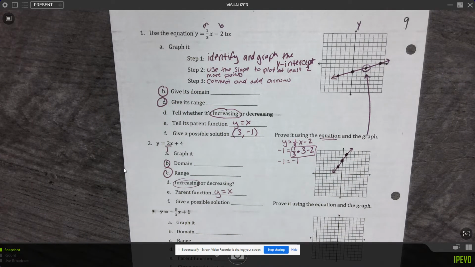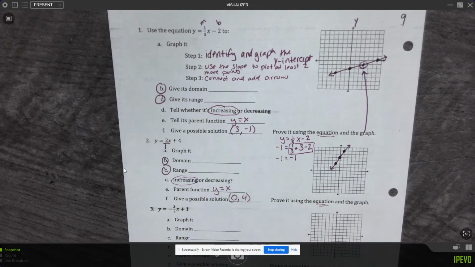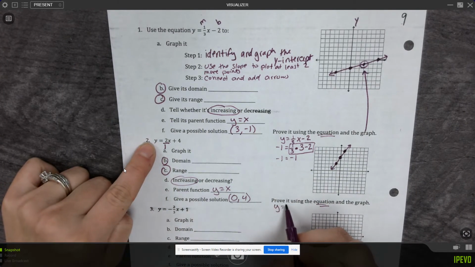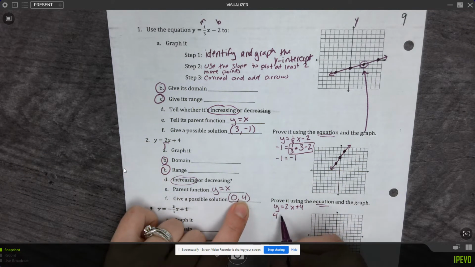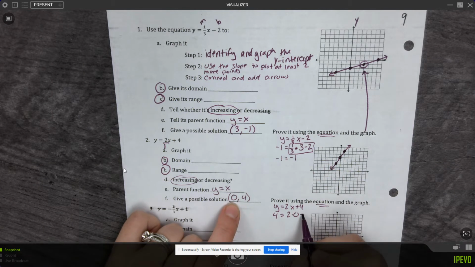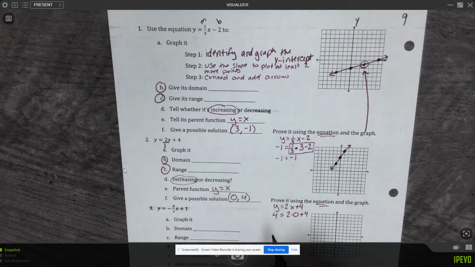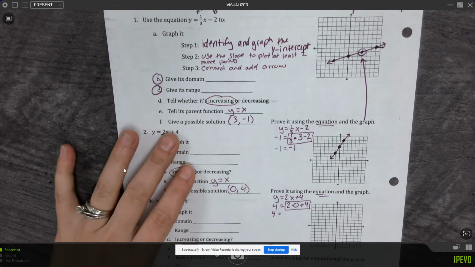Give a possible solution. Go look at your graph. You can pick any point on that graph. I'm going to pick 0, 4. We're going to prove it using the equation. Here's your equation. My y value is 4. 2 times the x value, which is 0, plus 4. 4 is just 4. 2 times 0 plus 4, you can just type into Desmos.